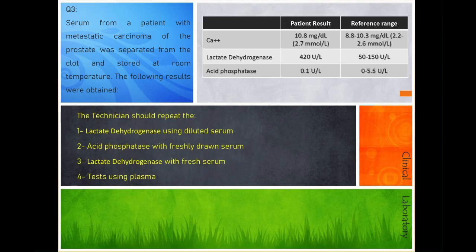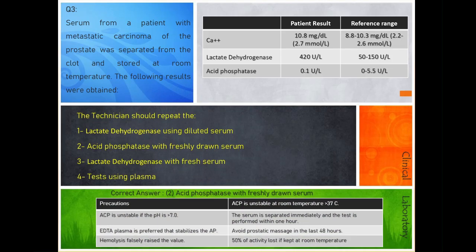The technician should repeat the 1. Lactate dehydrogenase using diluted serum. 2. Acid phosphatase with freshly drawn serum. 3. Lactate dehydrogenase with fresh serum. 4. Repeat tests using plasma. Correct answer, 2. Acid phosphatase with freshly drawn serum.